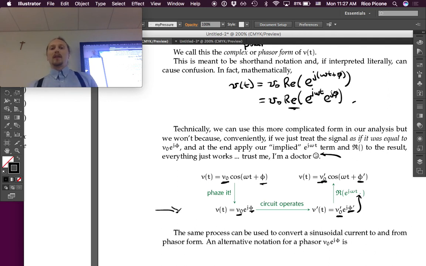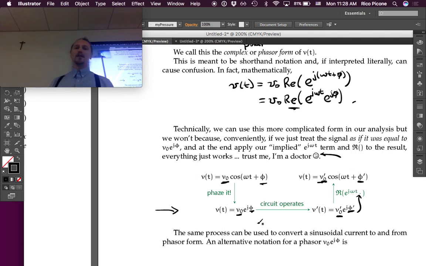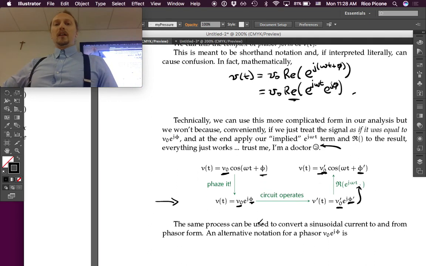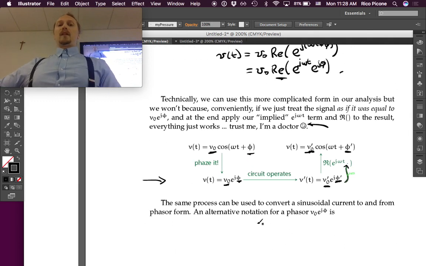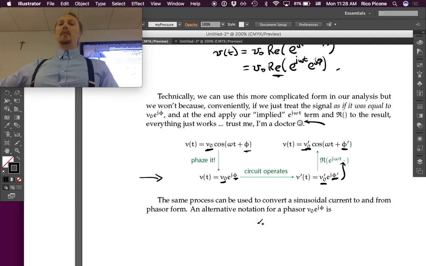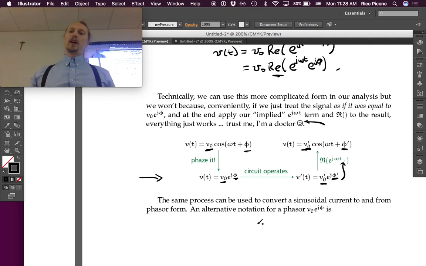When we're working with it down here, this form is a lot easier to work with mathematically, and we'll talk about how to use it. So this is my nice little commutative diagram using the maths. Okay. The same process can be used to convert a sinusoidal current to and from phasor form. So we did it all with voltage, but we could do the same thing with current. It's exactly the same mathematical description.